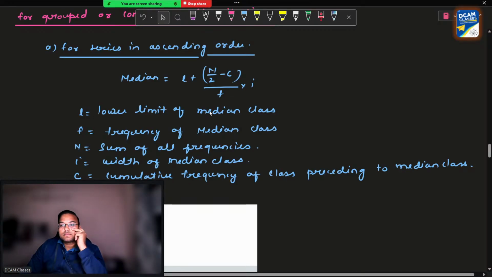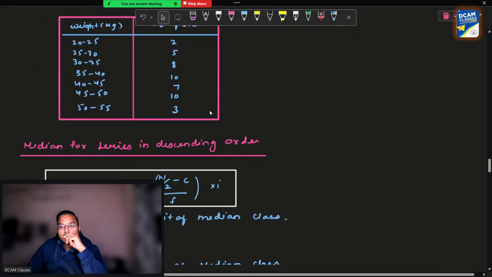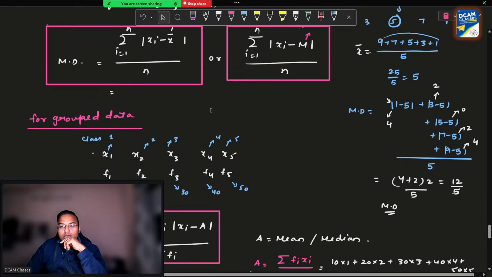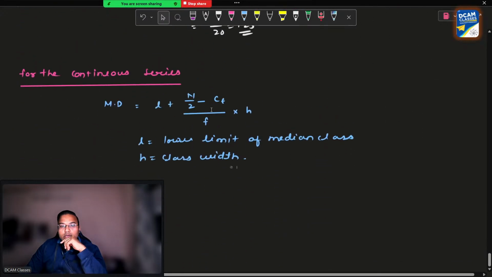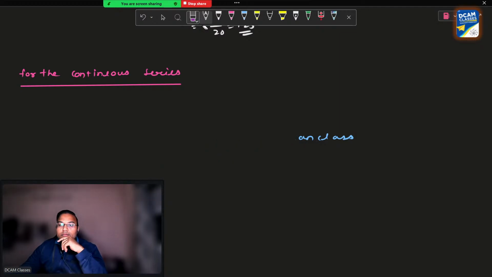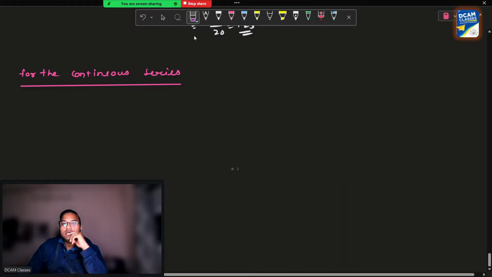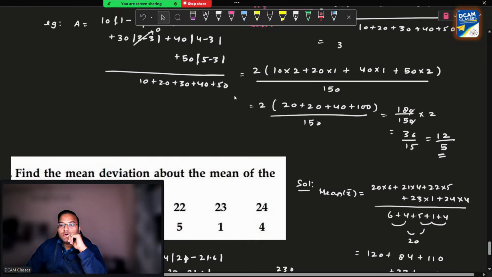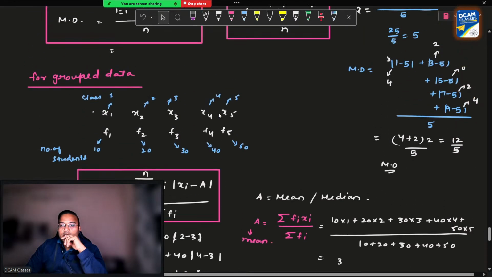This one. This is the formula of median. Na? So median we already know how to calculate. So why another formula? There is no need. Continuous series also we know. If we know how to calculate the median, then using this formula we can find for the continuous series also.